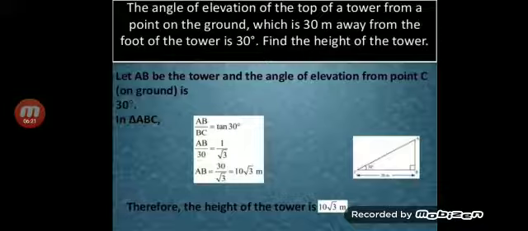That means the angle BCA is given as 30 degrees, and the distance of the tower from that point to the bottom is given as 30 meters. And the second part, the height of the tower is AB. We want the height of the tower, that means AB is equal to question mark.